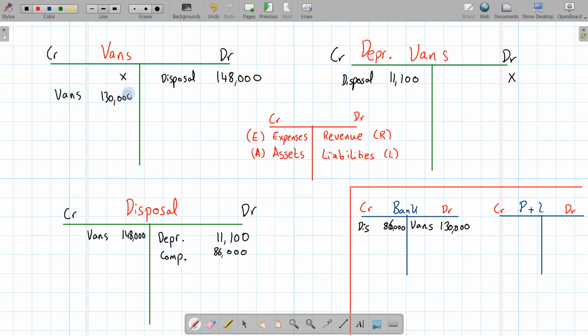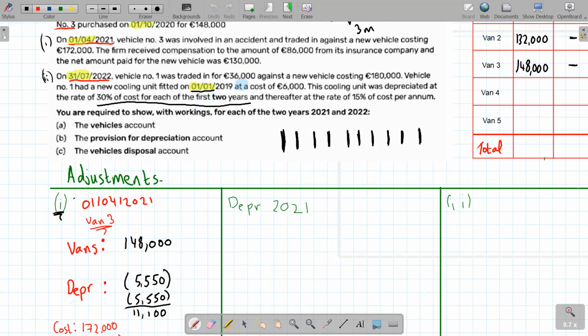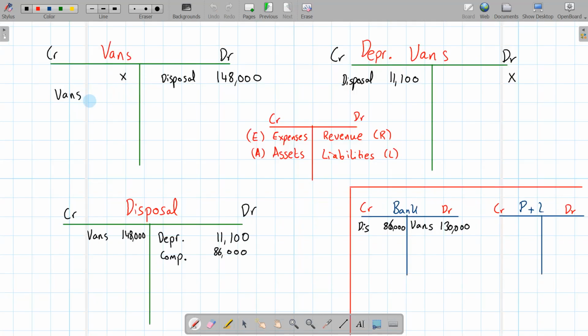130,000. Okay. But we were also given an allowance of 42. So it cost 172. We were given an allowance, it cost 172. We paid 130, so there has to be an allowance as well. So coming from bank, which is 130, plus the allowance makes up our 172,000 euro amount in the credit side.